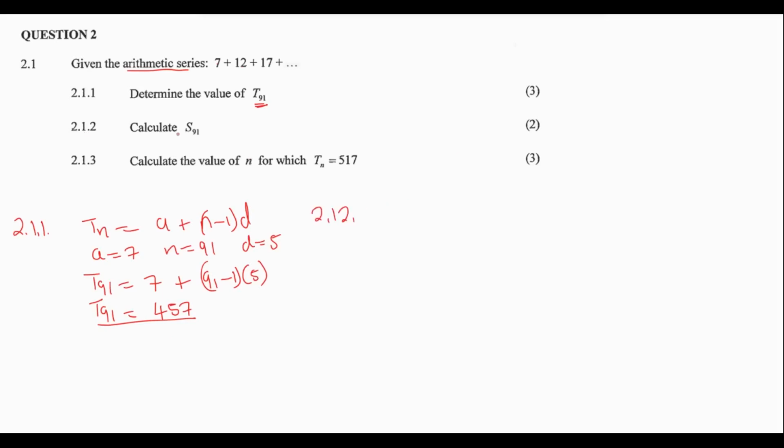212, find S91. So we're finding the sum of the first 91 terms. Remember the formula Sn is equal to n over 2, then 2a plus (n minus 1)d, like that, right? And then we have our a, we have our n, we have our d. So we substitute into the formula. So S91 is equal to 91 over 2, then 2 times 7, then plus (91 minus 1) times 5, right?